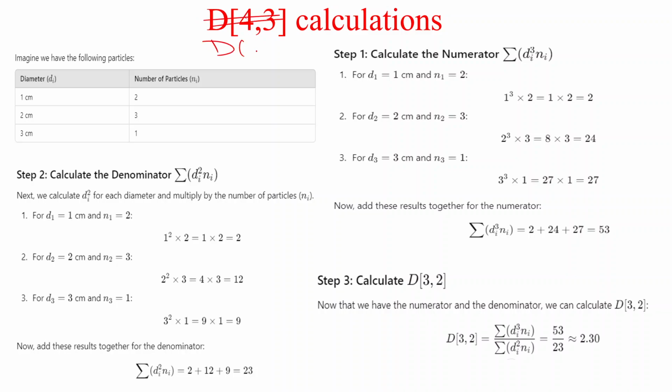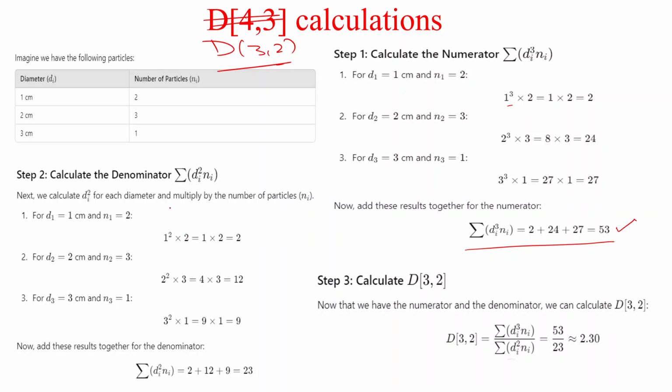So this is the D43 calculation. If you see here, 2 into 1 cube, that is we are calculating the numerator here, that is the sum of n i d i to the power 4. We have 2 particles of 1 centimeter size, 3 particles of 2 centimeter size, 1 particle of 3 centimeter size. We will have the numerator as 53.